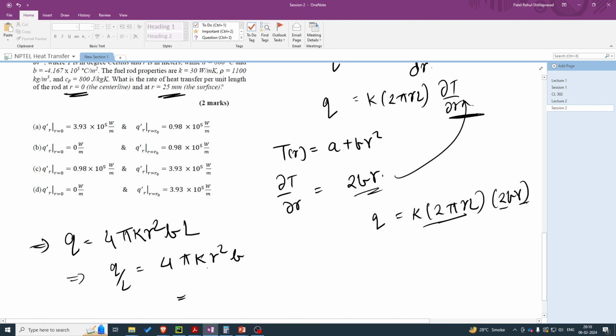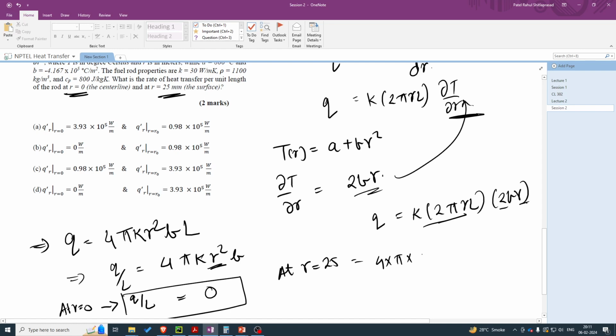If you put R equal to 0, you can see that this entire term will become 0. That is, at R equal to 0, Q by L will be 0. At R equal to 25 mm, you can just put the values: 4 into pi into K is 30, R is 0.025 square, and the value of B is 4.167 into 10 raised to 5.